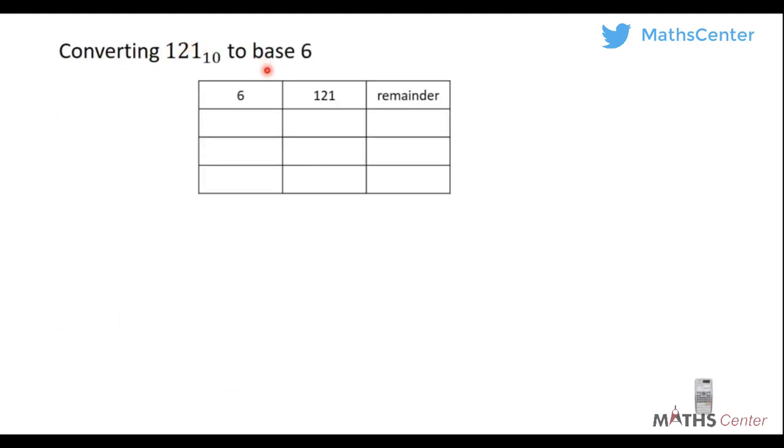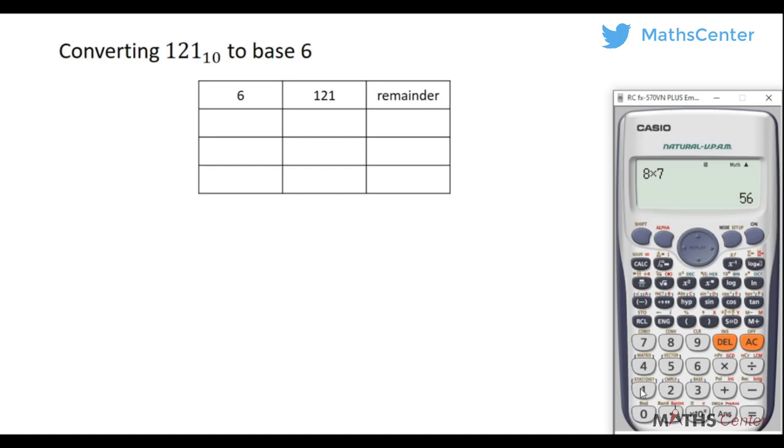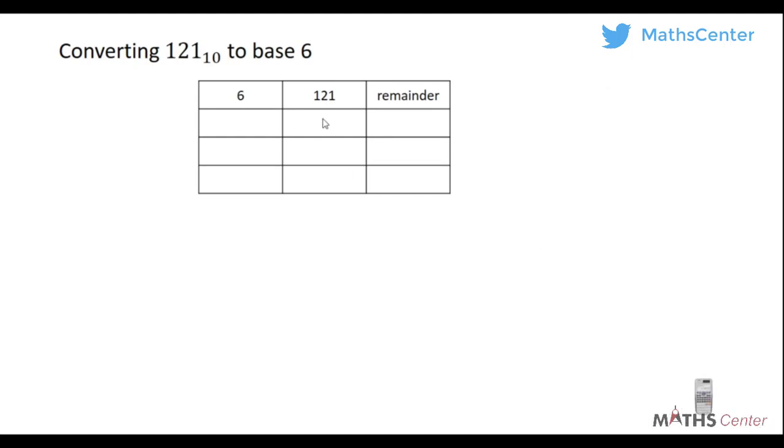121 to base 6. So you know that in converting 121 to base 6, you draw your table, you divide 121 by 6, and you are getting 20 point something. So we are not worried about the decimal point. What we are worried about is the whole number. So we are having 20 as the whole number. The remainder is going to be 1, since 6 times 20 will give us 120, then 121 minus 120 will give us 1 as the remainder.